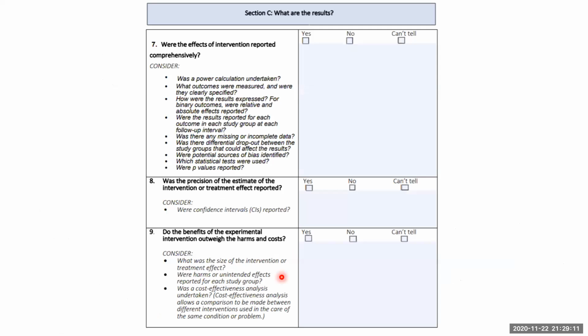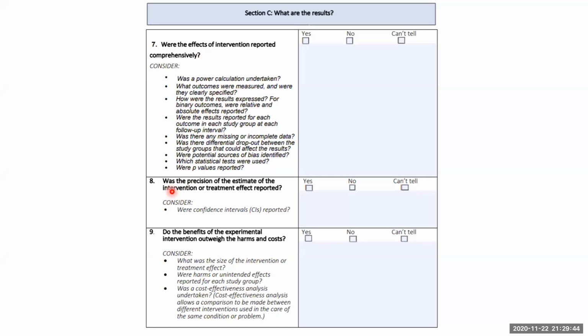So section C will deal with the results, and there are different questions related to the results. Was a power calculation undertaken? What outcomes were measured and were they clearly specified? How were the results expressed for binary outcome? So all these questions will assess whether the effects of intervention are reported comprehensively.